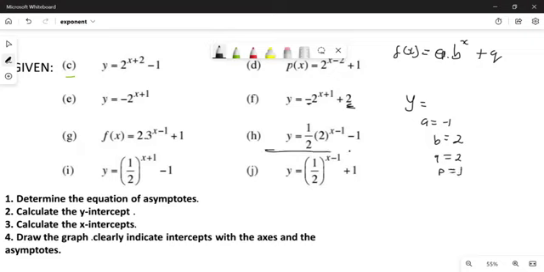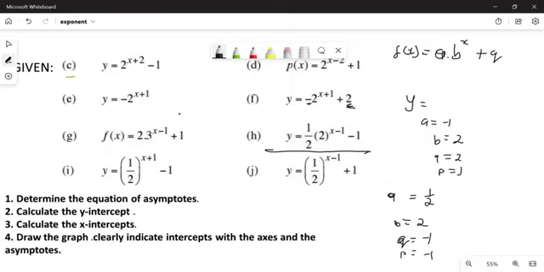Okay, let's take the following equation here. If they ask you what is going to be your a then, your a is going to be 1 over 2. What is going to be your b? Our b is 2. And what is going to be q? It's minus 1. And then what is going to be our p then?